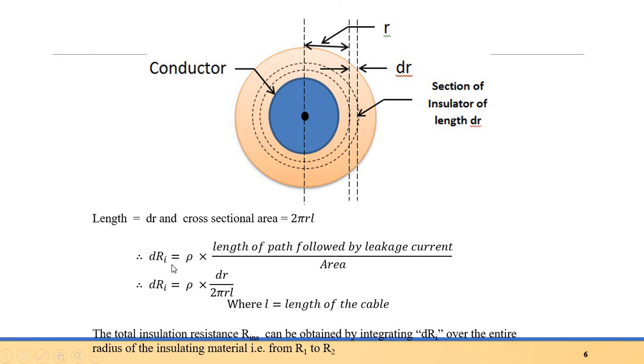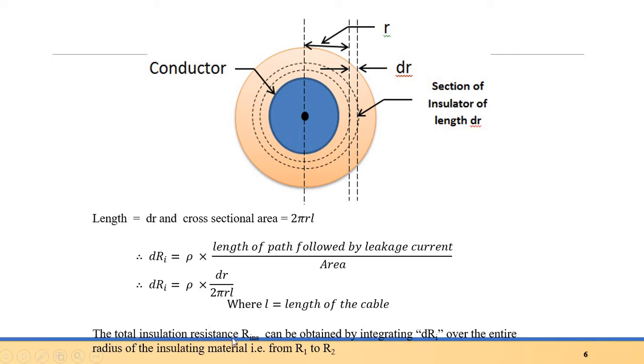So Ri is rho into L. L is the length of the path followed by the leakage current here, because we are considering the insulation resistance. The path followed by the current is in a horizontal way, that is dr. So for the length of the path followed by the leakage current we put dr. And the area is 2 pi rl. Therefore dRi is equal to rho into dr upon 2 pi rl, where l is the length of the cable.